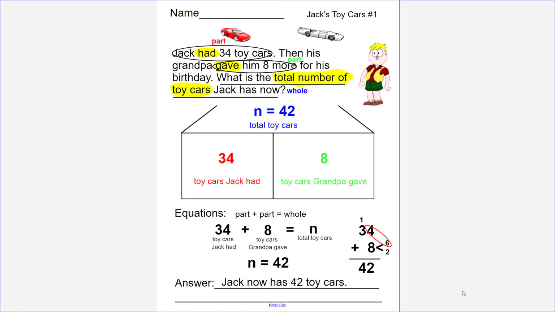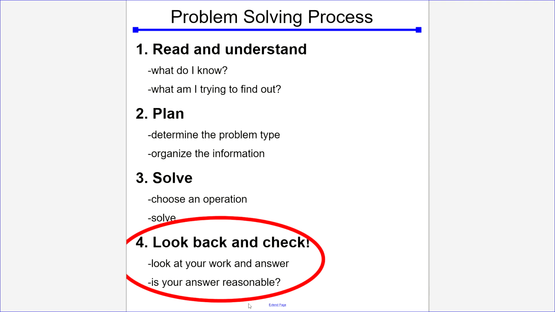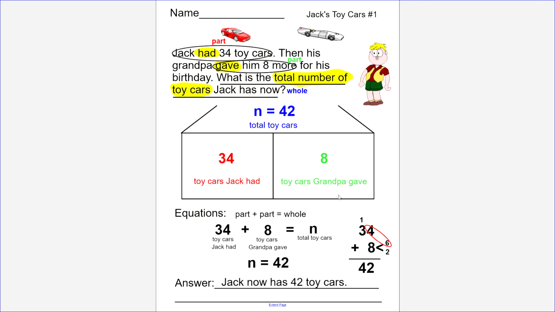The very last step in our problem-solving process is to look back and check. We need to look at our work and our answer and make sure our answer is reasonable. Let's go ahead and do that. I'm going to look down here at my work. I can see that I've added 34 plus 8. 34 plus 8, I decided equaled 42. That makes sense because 34 is a part and 8 is a part. 42 is my whole and it's larger than both 34 and 8. Your whole should always be larger than your parts, so this makes sense.